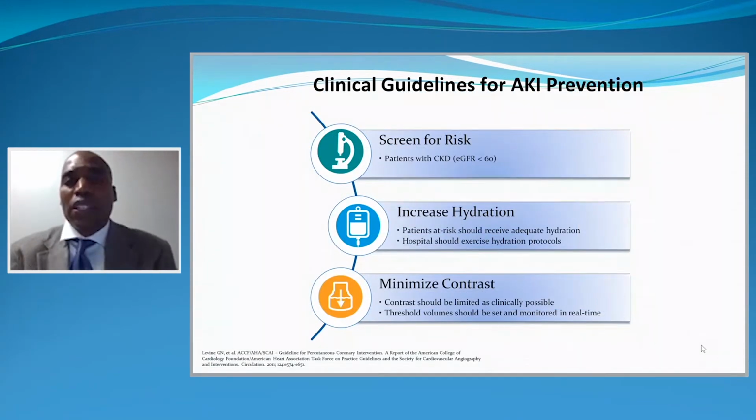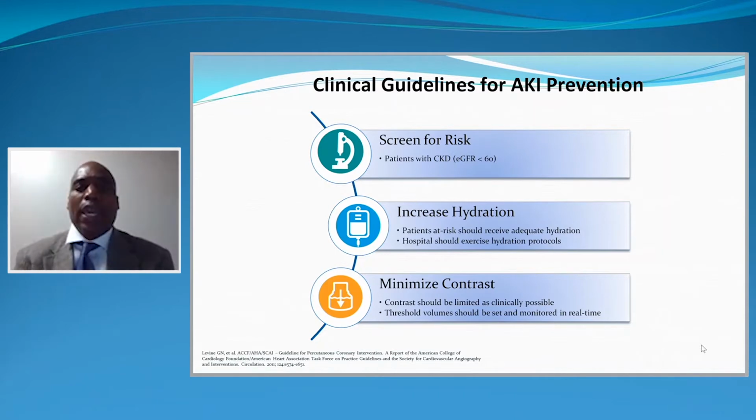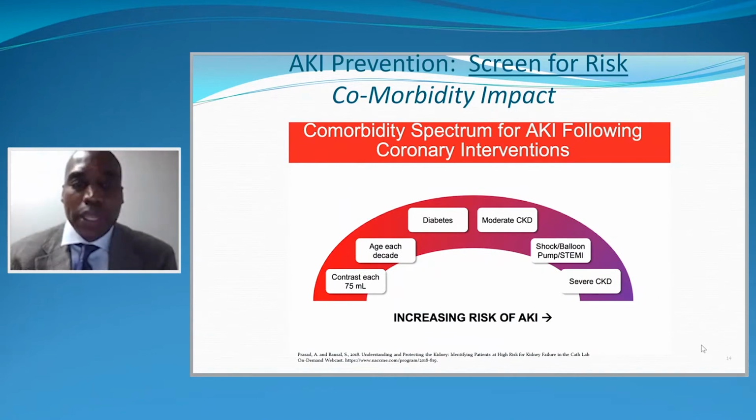So, clinical guidelines for acute kidney injury prevention. You definitely want to screen for the risk of acute kidney injury. That would be in your patients with a GFR of less than 60. You'd like to increase hydration. Patients at risk should receive adequate hydration, especially before the procedure and afterwards, and hydration protocols should be in place. And contrast should be minimized. There should be threshold volumes set. So this is AKI prevention: screen for risk and the impact of various comorbidities.